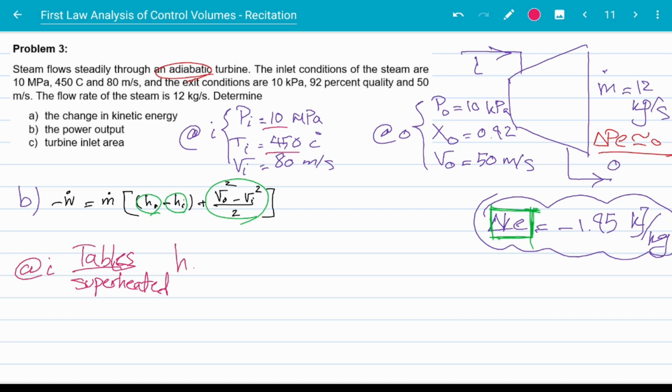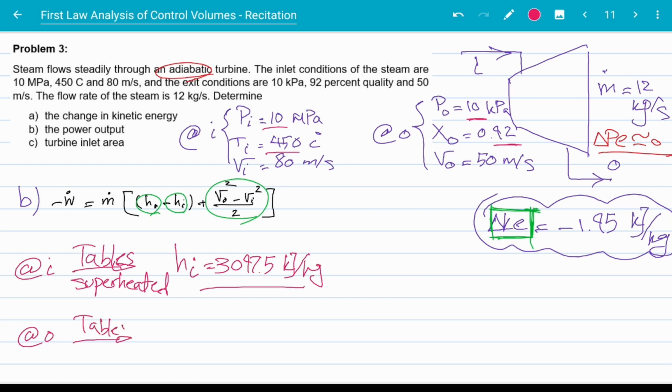So h_i is 3097.5 kilojoules per kilogram. Now at the outlet, we are dealing with the pressure of 10 kilopascals and a quality of 92%. Now quality should give you the idea that we are dealing with a saturated mixture. So I'm going to check the tables again.